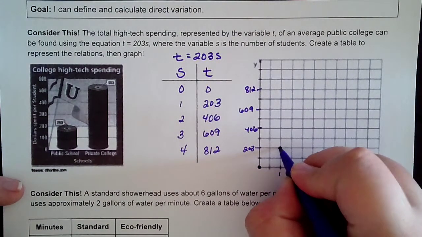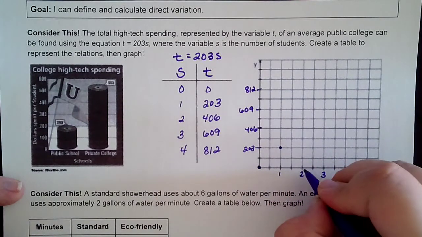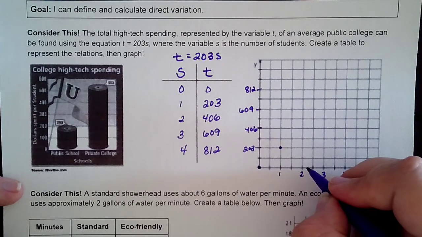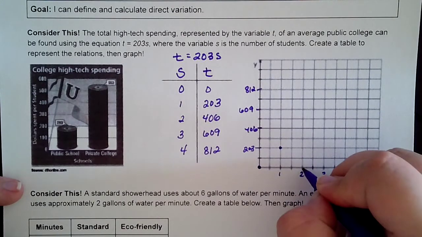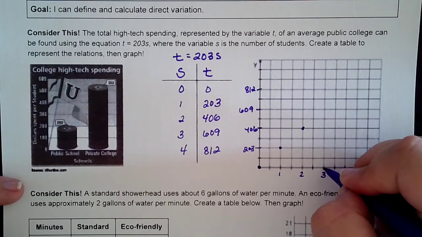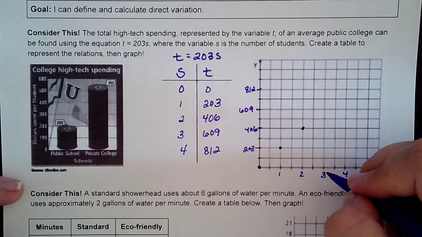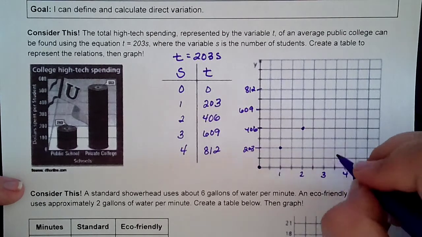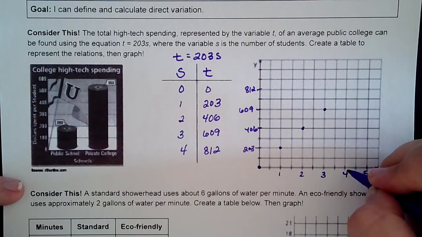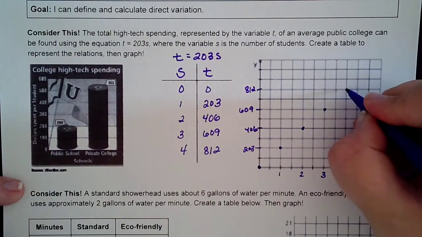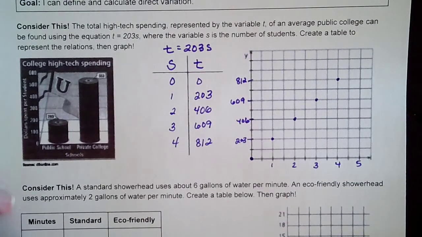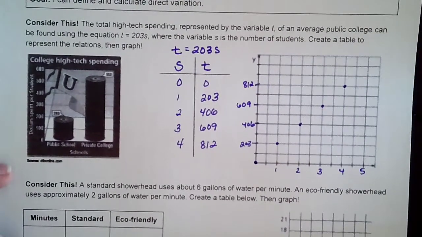1 student, $203 of spending. Maybe not $203. It might be more than that. Not real sure. 2 students, 406. The only reason I say I'm not sure is because $203 per student seems like a very arbitrary number. I would think that that would maybe be a little low based on today's numbers. Things are getting expensive, people, things change. All right, so there is our graph.